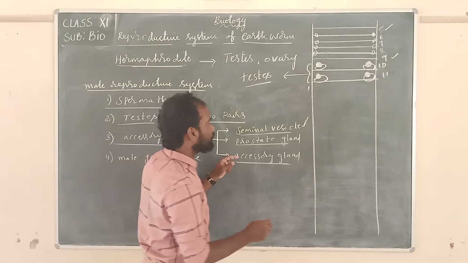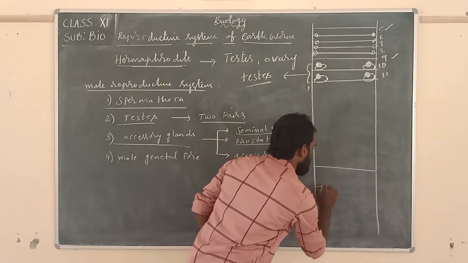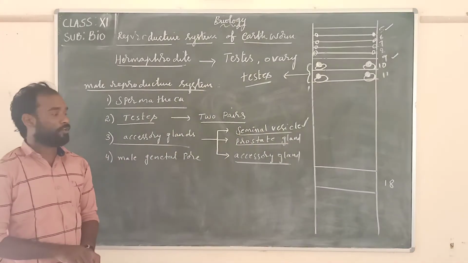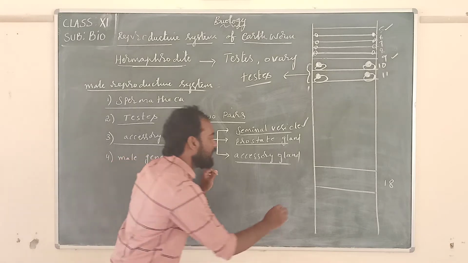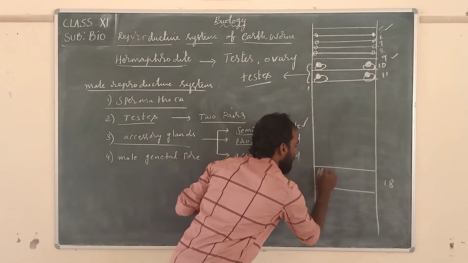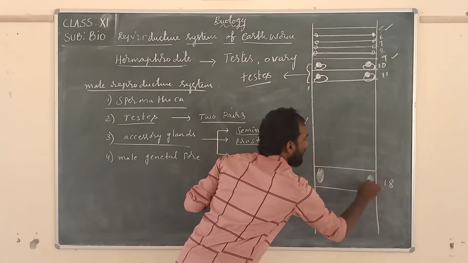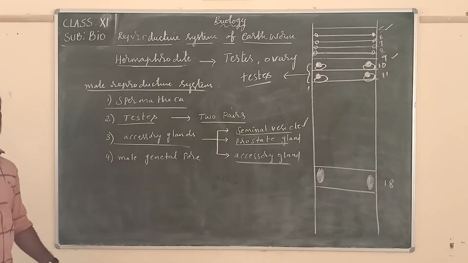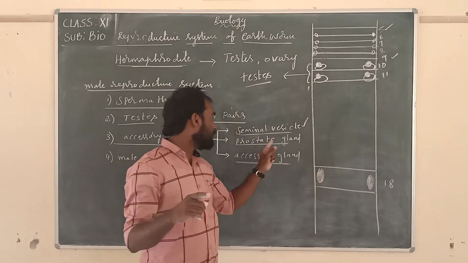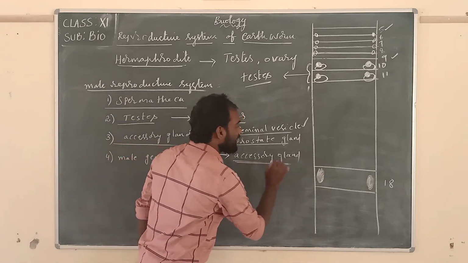Actually, prostate gland is present in the 18th segment. Prostate gland is present in the 18th segment. So this is the prostate gland. There is a pair of prostate glands present in the 18th segment. And where are these accessory glands present?